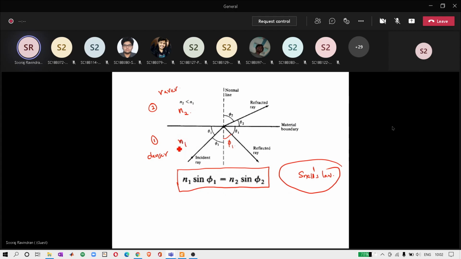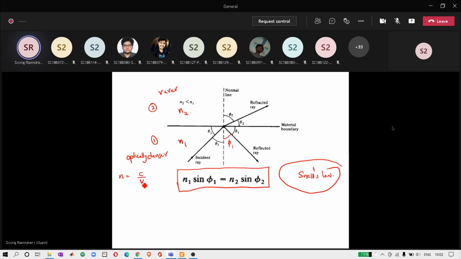The medium with a larger refractive index is usually called a denser medium, or to be more precise, an optically denser medium. Optically denser medium means that compared to the second medium, the first medium has a larger refractive index. And refractive index, if you recall, is defined as the velocity of light in vacuum divided by the velocity of light in that particular medium.